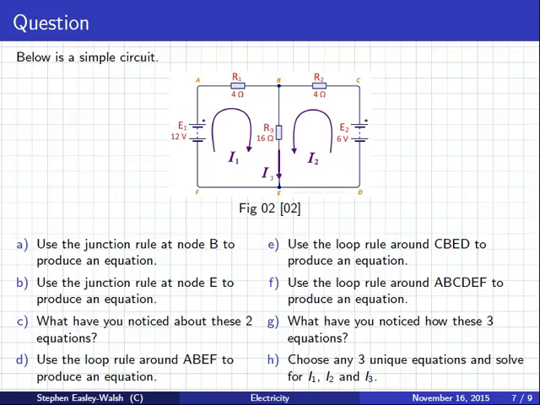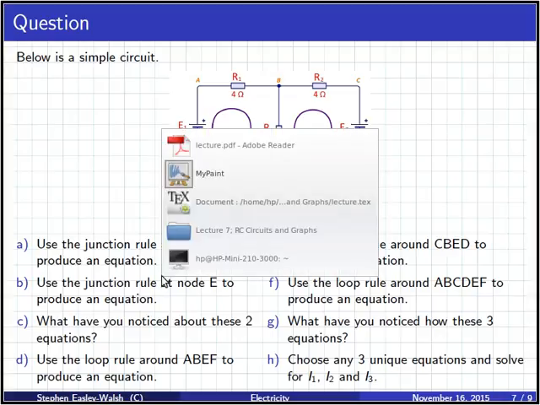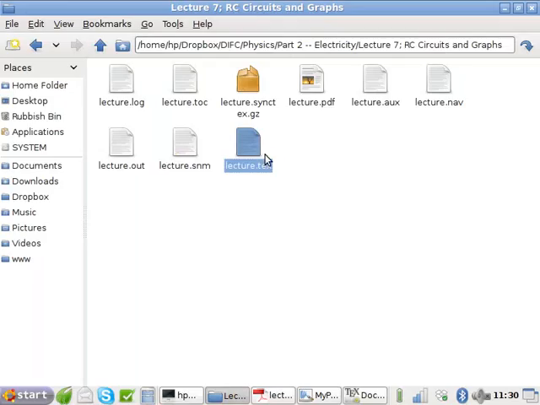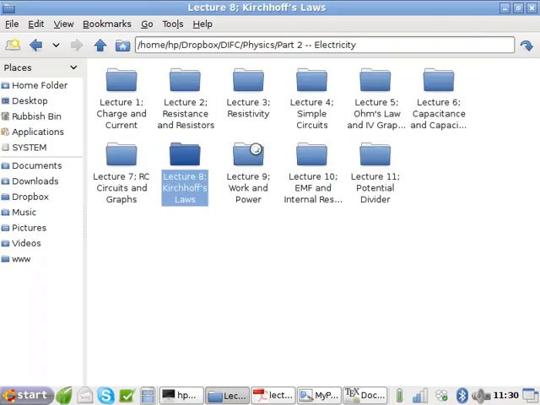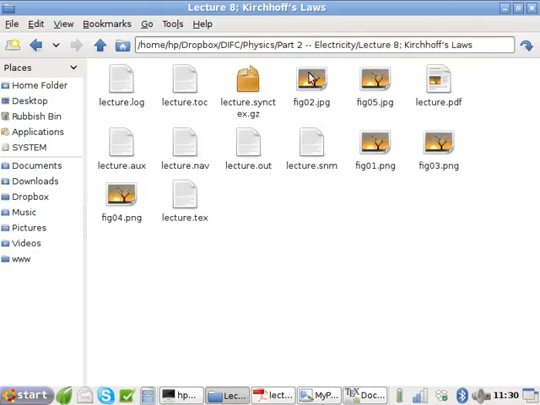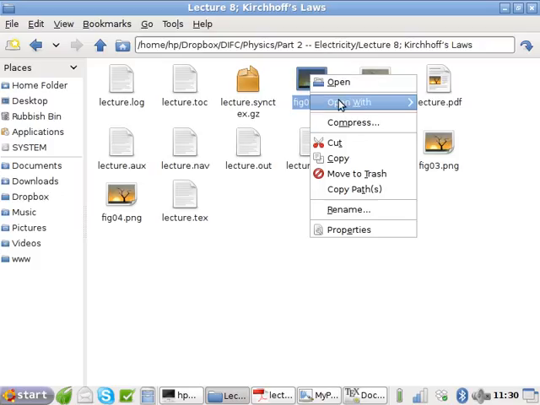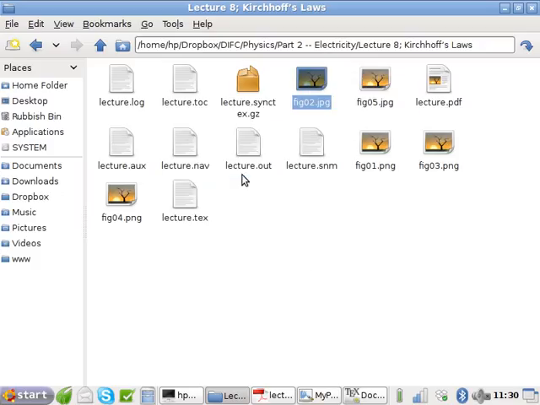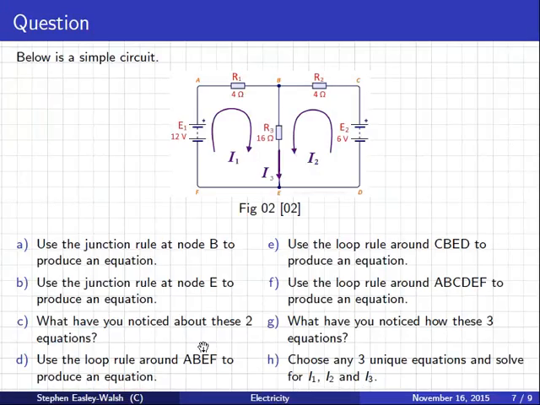Okay, so have you drawn it? Right, try this one now. I want to just open up the picture. You need to make the equations. The first one is the junction rule at B, and then the junction rule at E. And then the next one is what have you noticed about these two equations? So make a junction at B and a junction at E for the first two.